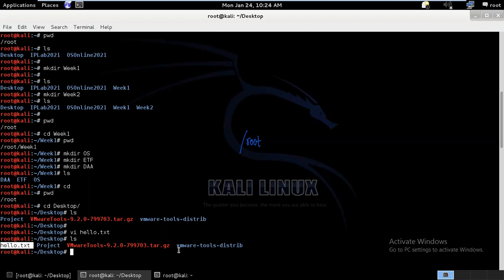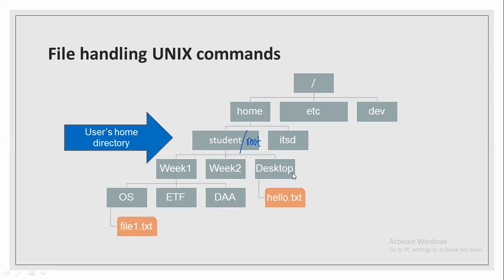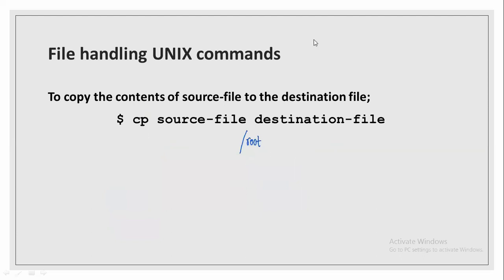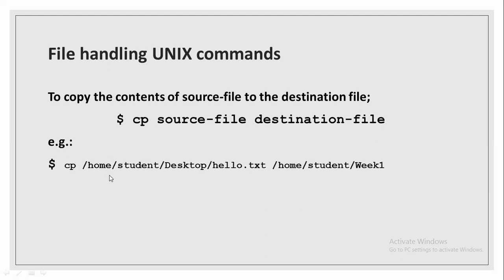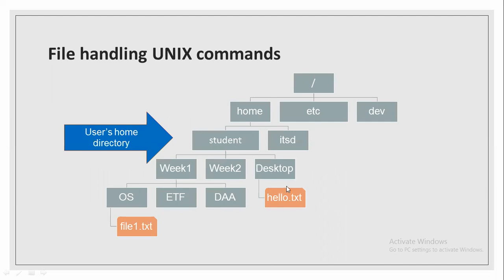So I'm going to work with this hello.txt file right now. Inside this desktop directory, I have this hello.txt file. So I'm going to do some activities with this file. File handling commands like cp, you can copy a file from one location and paste it into a different location, right? So you can type the cp command and provide what you want to copy and show the destination, right? So in here, I'm going to copy the hello.txt file from the desktop directory and paste it inside the week 1 directory, right? That's what I'm supposed to do.